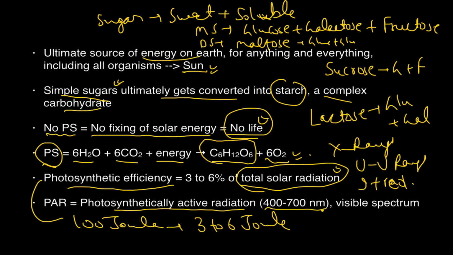What is the wavelength range? 400 to 700 nanometer, or you can write 4000 to 7000 angstrom. Nanometer is 10 to the power minus 9 meter and angstrom is 10 to the power minus 10 meter. All this has been covered.